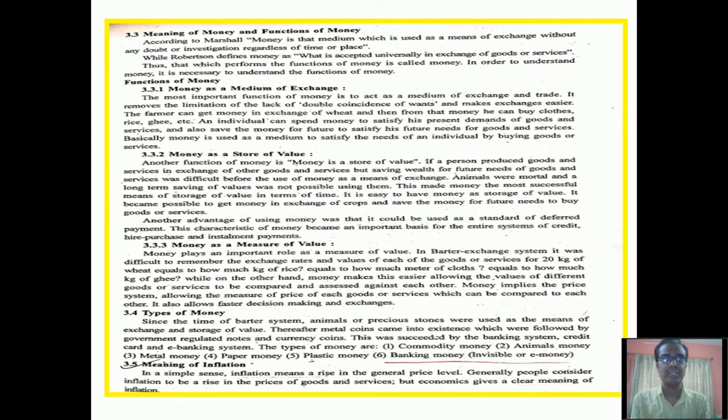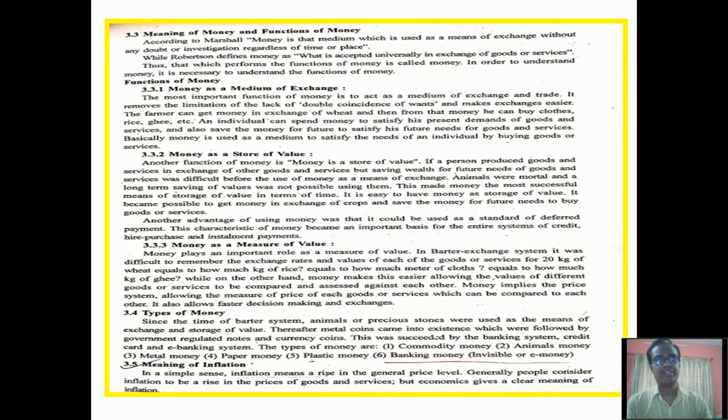The first is money as a medium of exchange, then money as a store of value, and money as a measure of value. Money as a medium of exchange we will discuss in depth. It is a very important question for Section D or Section C, for 3 marks or 2 marks in the standard 12 board exam.